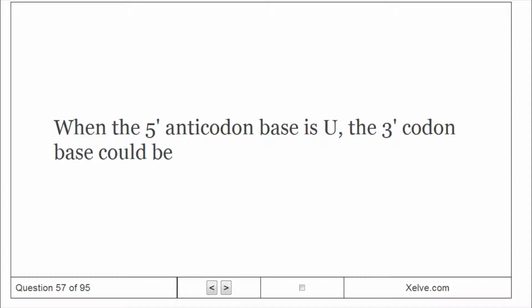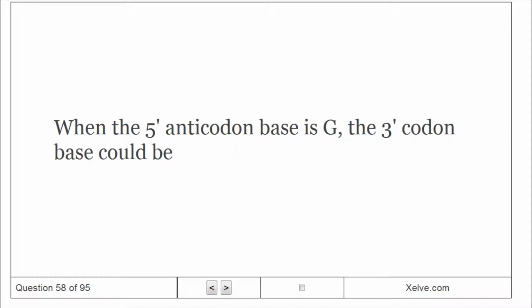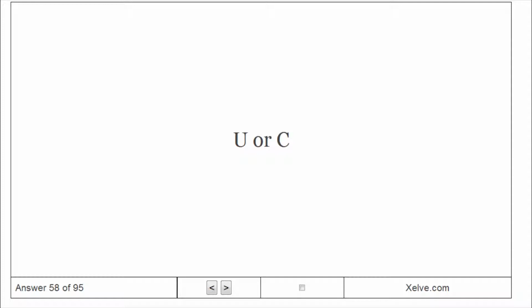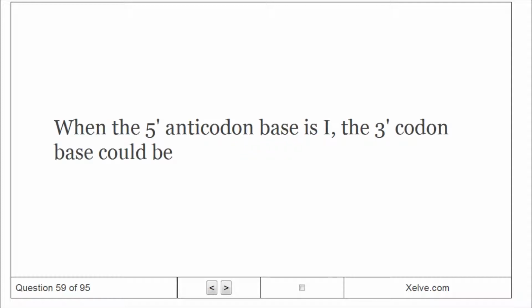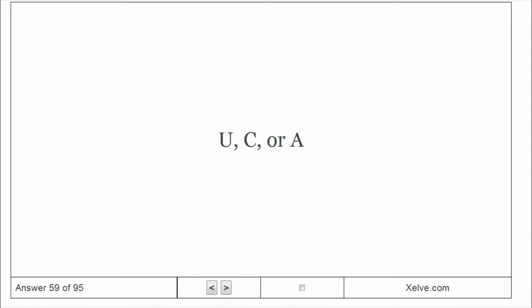When the 5' anticodon base is U, the 3' codon base could be A or G. When the 5' anticodon base is G, the 3' codon base could be U or C. When the 5' anticodon base is I, the 3' codon base could be U, C, or A. Hooray!